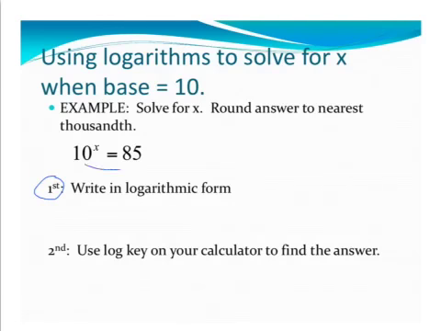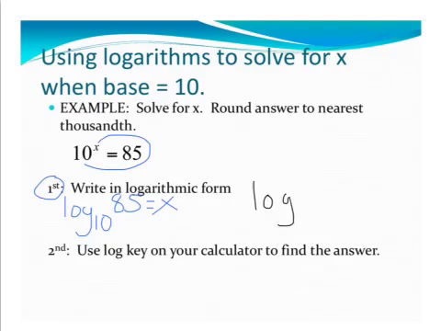So I'm going to do the loopy thing, and I have log base 10 of 85 equals x. Now in your calculator it's just going to look like this. It's going to say log, and it'll have an open parenthesis, and you just type in 85, you hit enter, and you'll get an approximate answer.